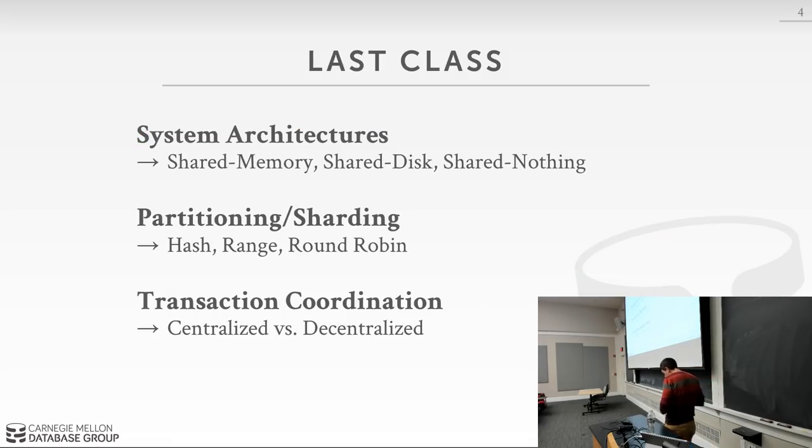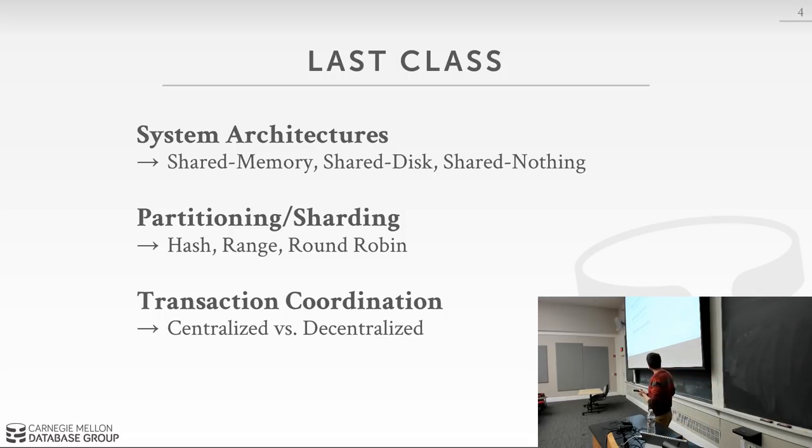In the last class, when we were discussing distributed OLTP systems, we covered three main topics. The system architecture was how we were going to organize a distributed system on the nodes in terms of what is local to each node, whether they have a local disk, local memory, or whether they're sharing a disk across the entire fleet or cluster of machines, and how we're going to coordinate all of that together. Right? Shared memory, shared disk, shared nothing.